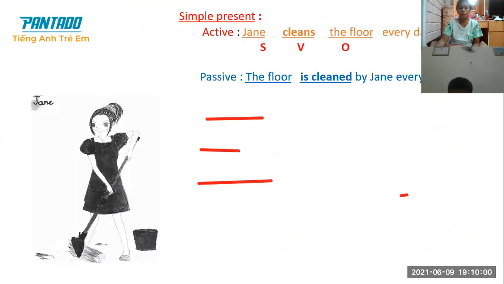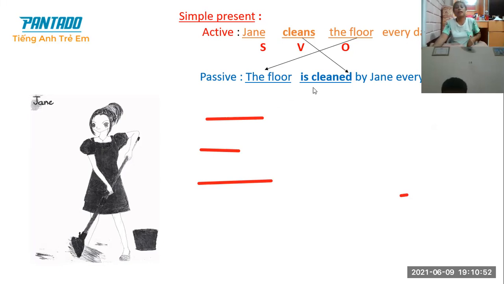Okay, look at this one. This is only a review. Jane cleans the floor every day. This is in the active voice. When we go to the passive voice, what happens? In the active voice, the verb cleans is in the present tense. But in the passive voice, the verb cleans becomes cleaned. It becomes reversed. In the passive voice, the verb becomes past tense.